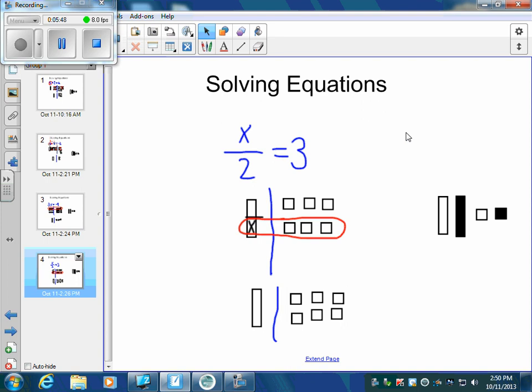Just remember, when solving equations, we have to look for the opposite. If we're adding, the opposite is subtract. If we're subtracting, the opposite is adding. If we're multiplying, the opposite is divide. And if we're dividing, the opposite is multiply. Make sure you find your opposites.